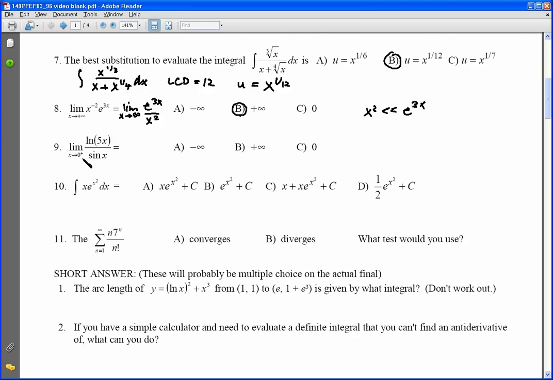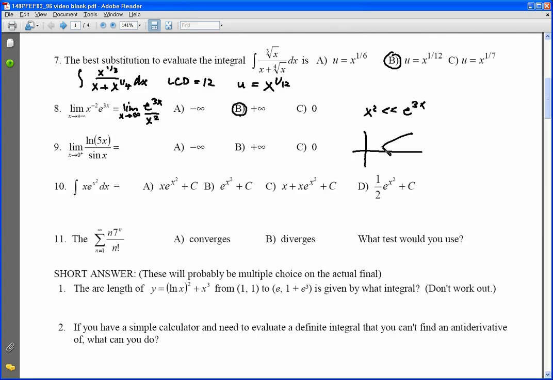Here, limit as x goes to 0, log 5x over sine x. Okay, so this is form 0 over 0. Oh no, I'm sorry. X approaches 0 plus log of 5x. Remember that the log function looks like this. I'm thinking log of 1 is 0.